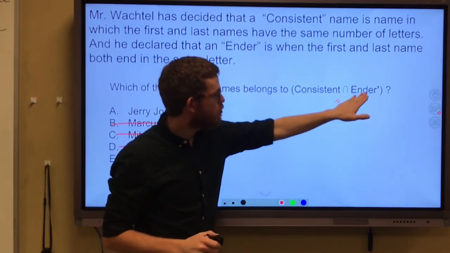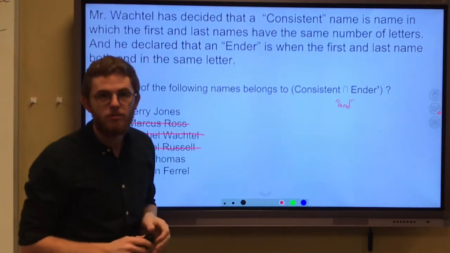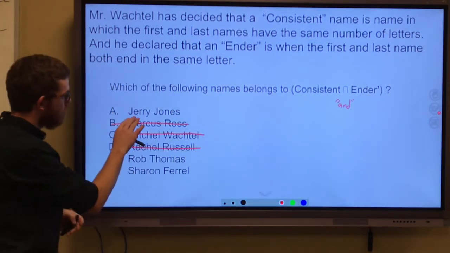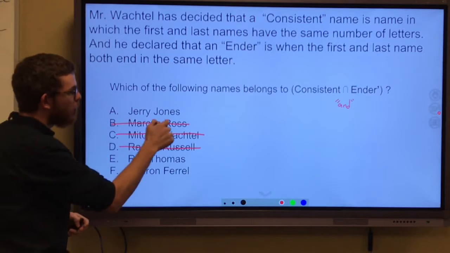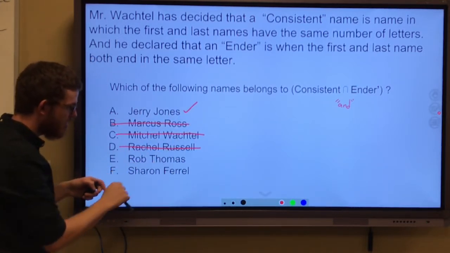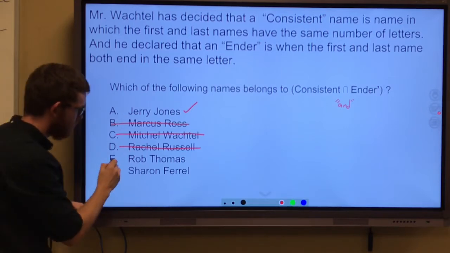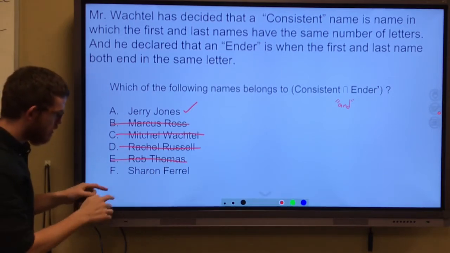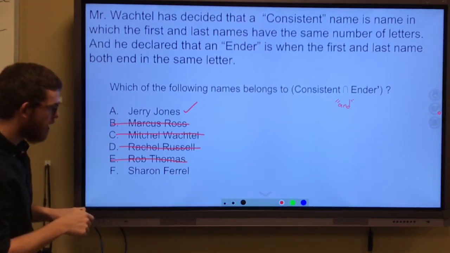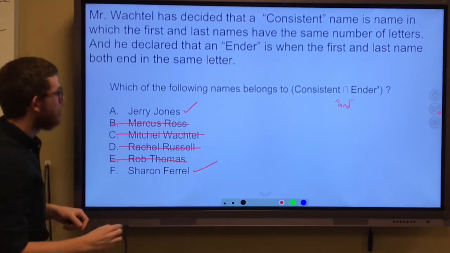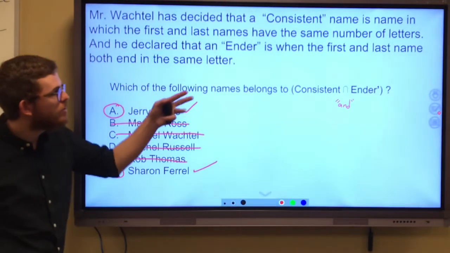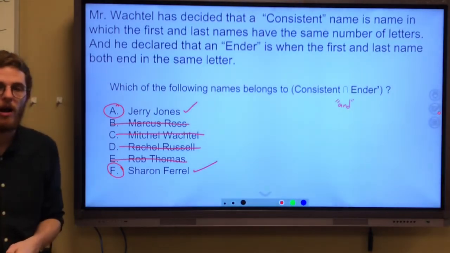But, okay, so it's true for ender complement, but it also has to be consistent. These need to have the same number of letters. Jerry Jones, these both have 5. Rob Thomas, that's 3 and 6. That doesn't work. Sharon Farrell, those both have 6. So Jerry Jones and Sharon Farrell both belong to consistent intersecting the complement of ender.